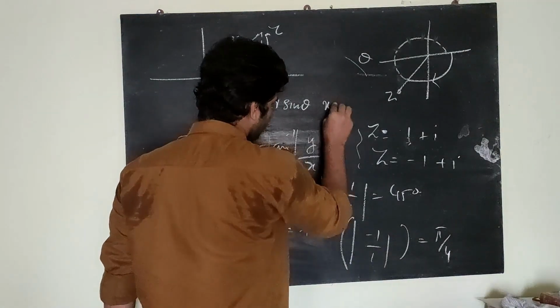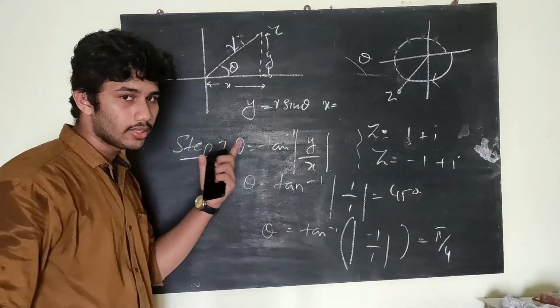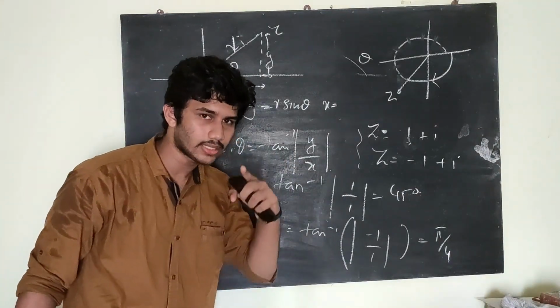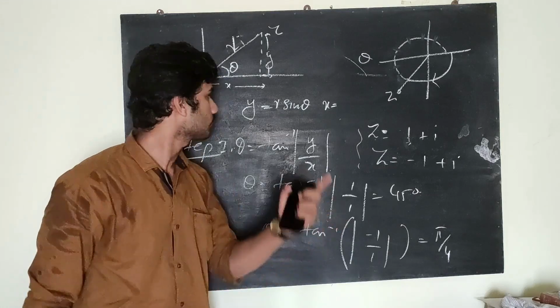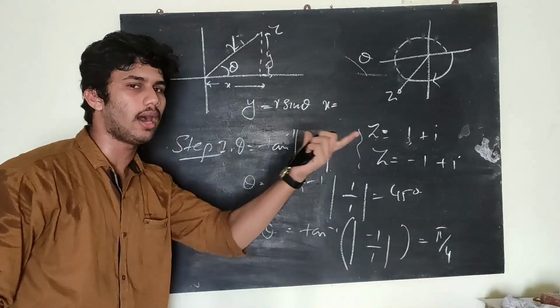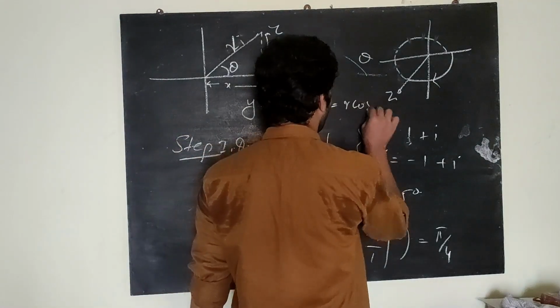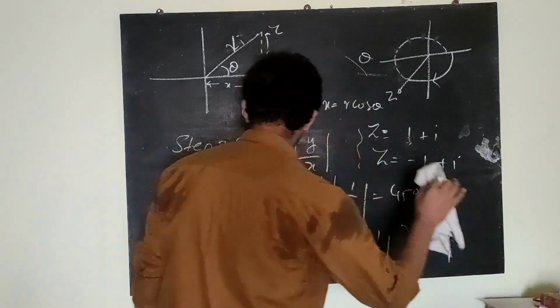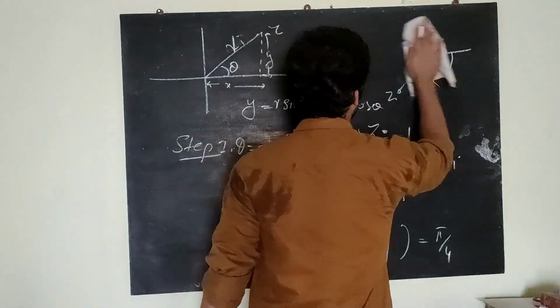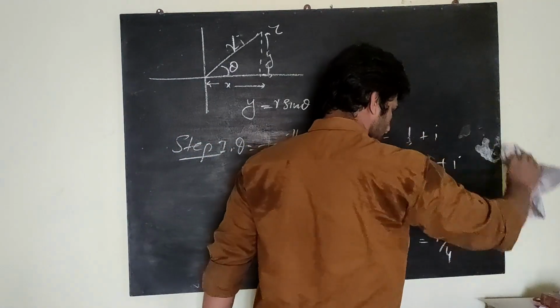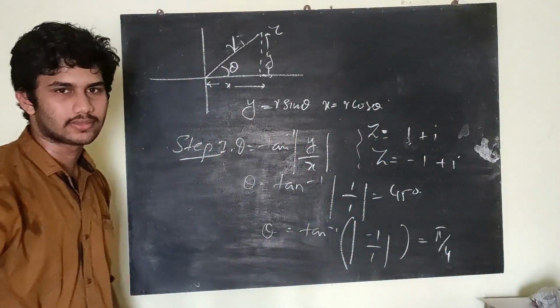Similarly, what is x? x is the adjacent side. You know what cos theta is? Cos theta is adjacent side by hypotenuse. So it is simply x by r. So x is r cos theta. So this is the polar form of a complex number.